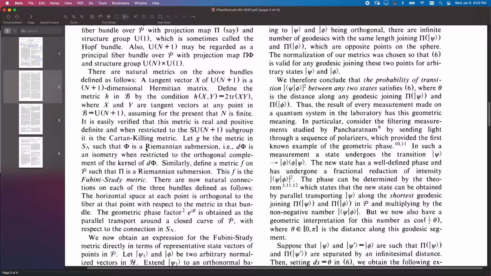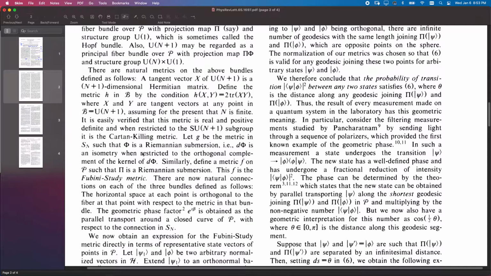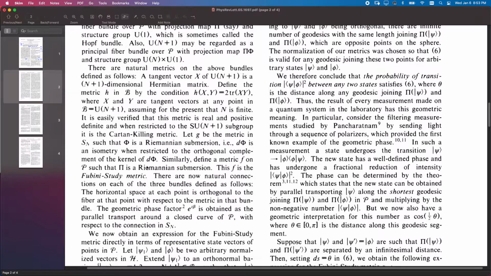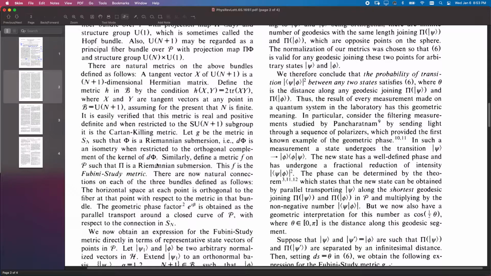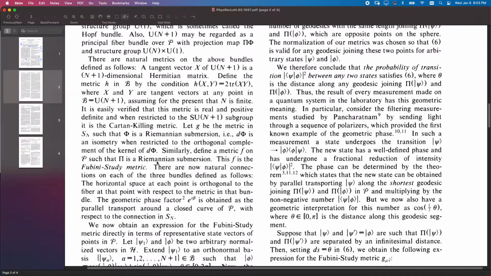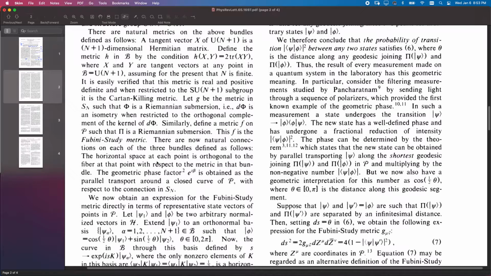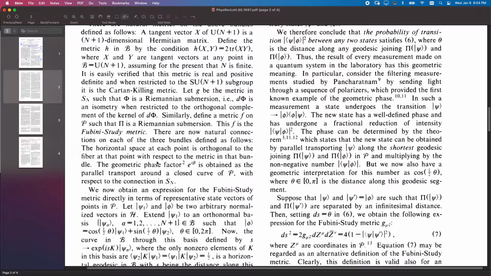All right, let G be the metric in S sub n such that phi is a Riemannian submersion. Wow, the person who wrote this is very good at geometry. I.e. d phi is an isometry when restricted to the orthogonal complement of the kernel of d phi. Similarly, define a metric f on the Hilbert space P such that pi is a Riemannian submersion. This f is the Fubini-Study metric. Okay.